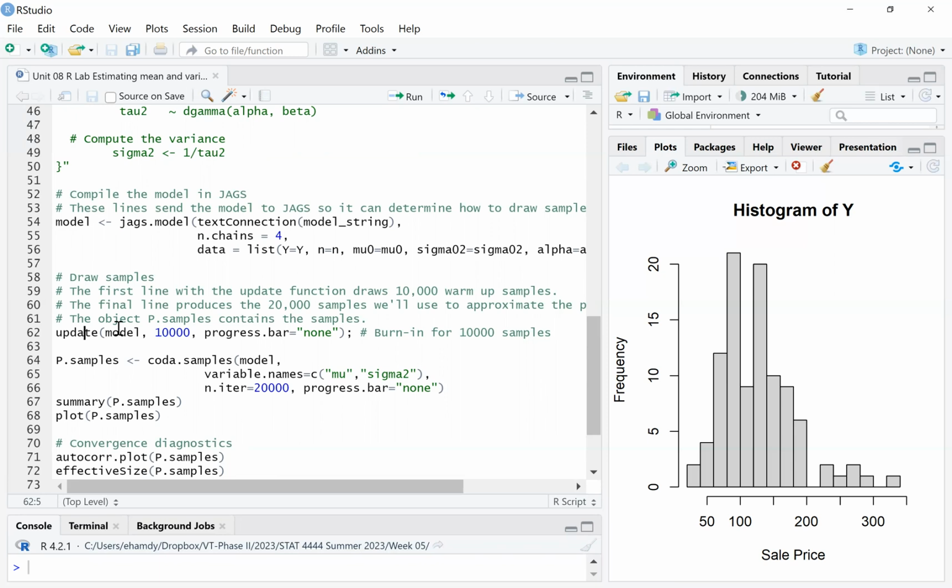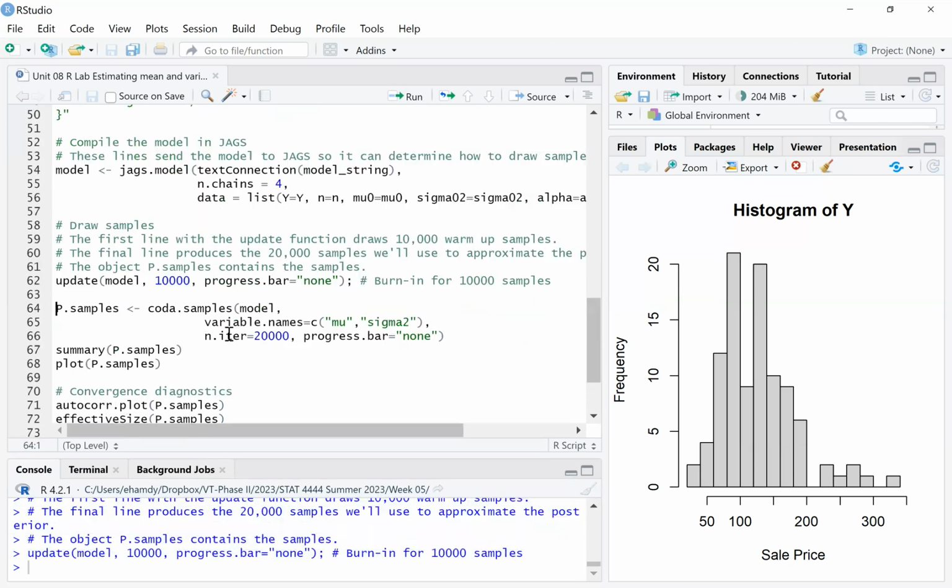So update the model. And the warm-up, or the burn-in, is 10,000. And do not show me the progress. So the progress bar is none. This is because I don't like to see something like 20% finished, 30% finished, 50% finished. I don't like to see this, but it's fine if you'd like to remove this. So let's update.